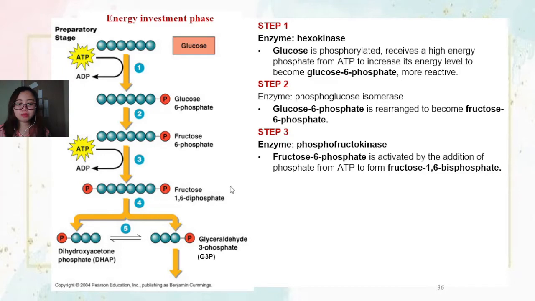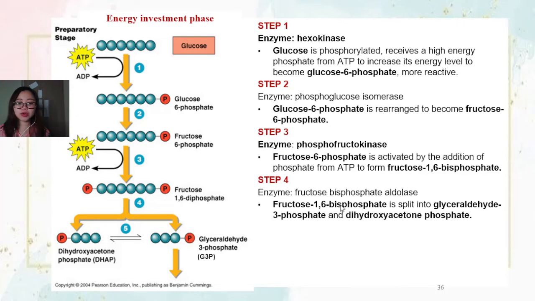So, although some books write fructose 1,6-diphosphate, I would prefer fructose 1,6-bisphosphate because if you look at the structure, bisphosphate is the more correct way to describe the molecule. I hope you'll be able to remember that, and that brings us to step number 4. The enzyme involved in step number 4 is fructose bisphosphate aldolase.